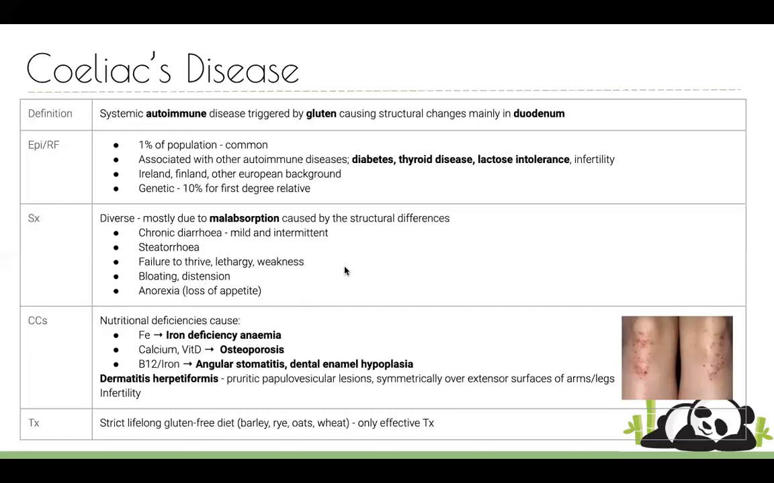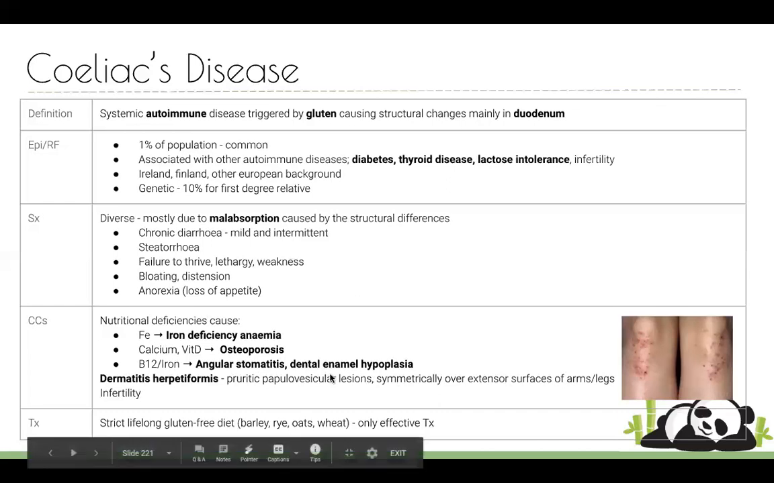And because it affects the duodenum, it affects a lot of absorption of your nutrients. So for iron, because you're not getting enough iron, you get iron deficiency anemia. And because of that, you get your weakness, your lethargy, your fatigue. In terms of calcium and vitamin D, you get osteoporosis, so they're getting brittle bones. B12 and iron deficiency will give them angular stomatitis, which is when you have this red raw area around your lips, as well as dental enamel hypoplasia, so lots of big gums.